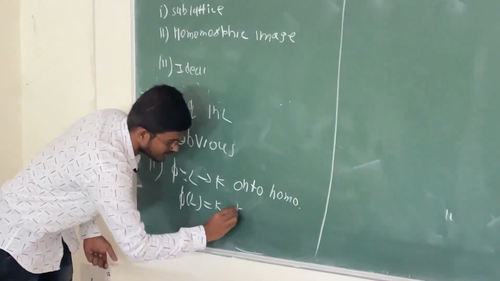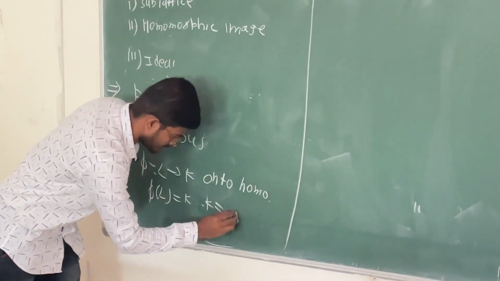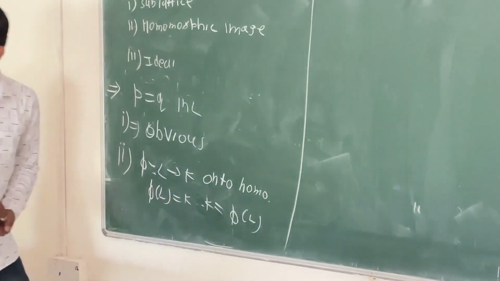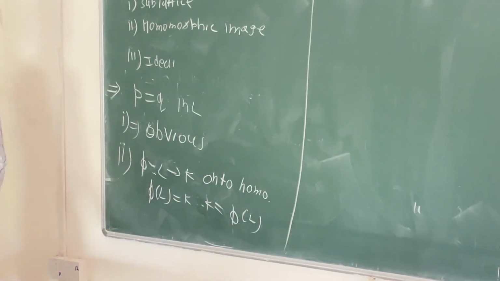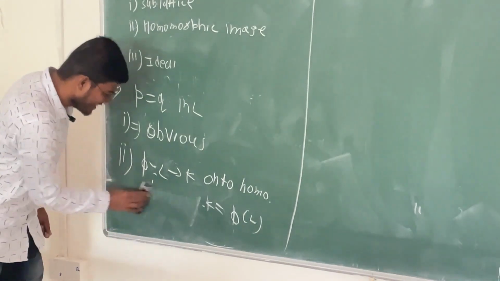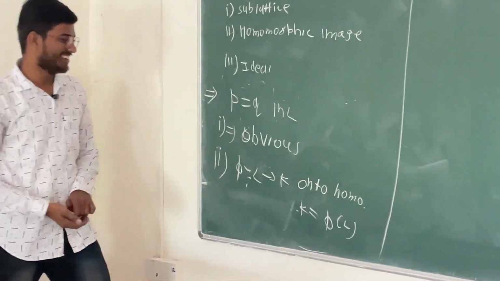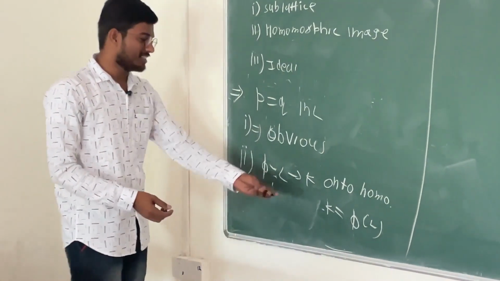म्हणजे दो बार क्यों लिख रहे? ये दोनों सेम है ना? K is equal to phi of L. तो ये निकाल दो ना, पहले वाला निकाल दो. हाँ. Okay. So now this is onto homomorphism.